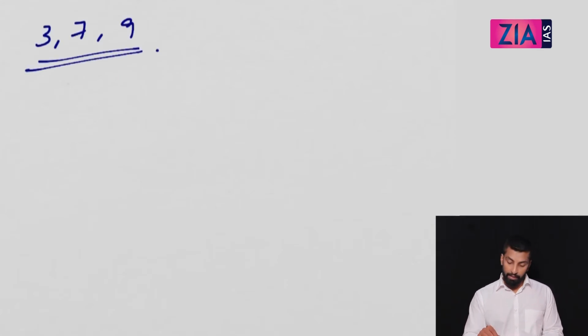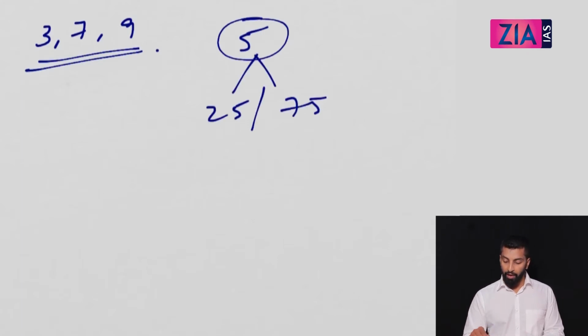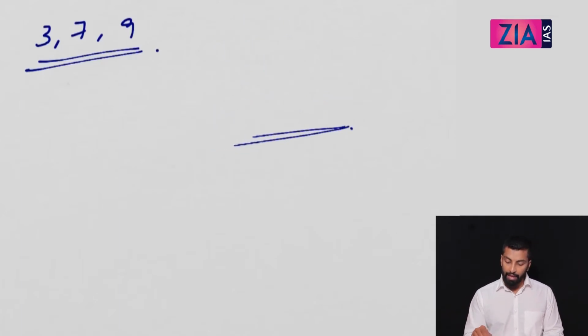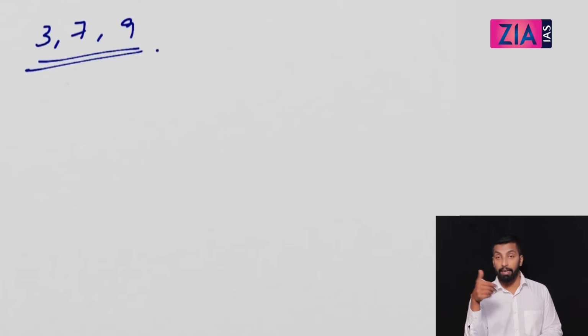Okay, in odd numbers, one is 5. So for 5, there are only 2 possibilities, 25 or 75. We'll discuss this later. Now let's look at 375. The method is very easy. We are going to extend the method that we have learned in case of 1.